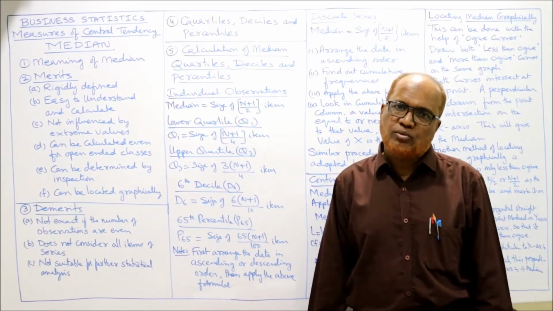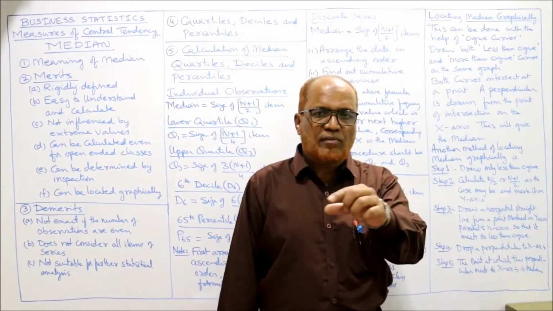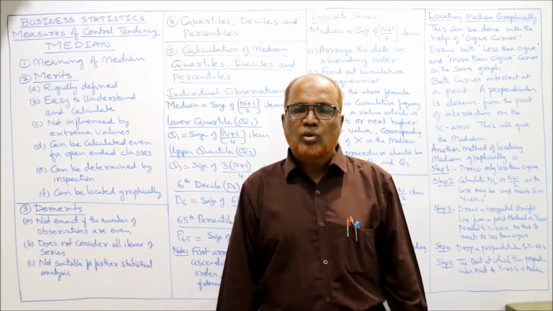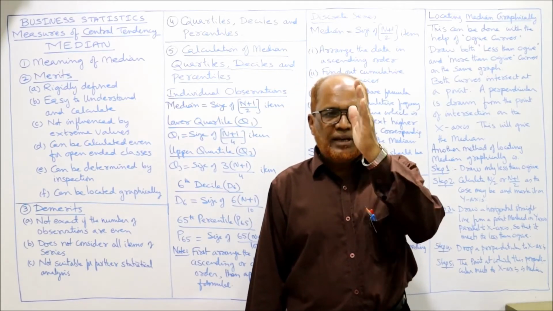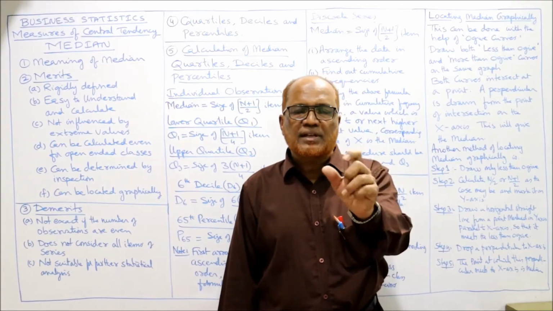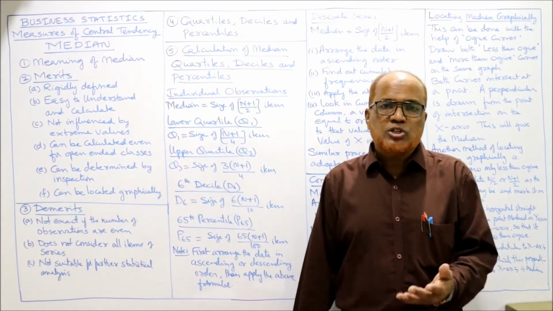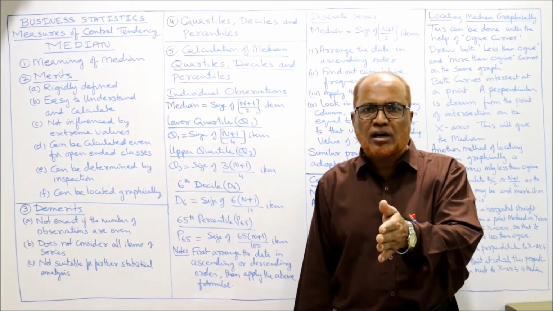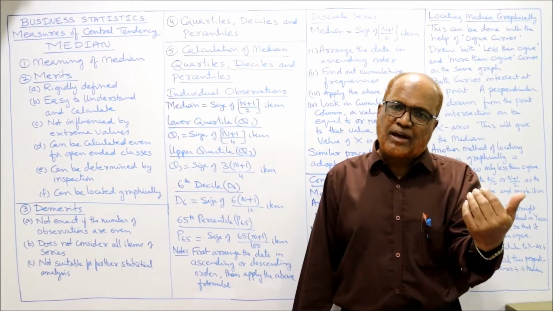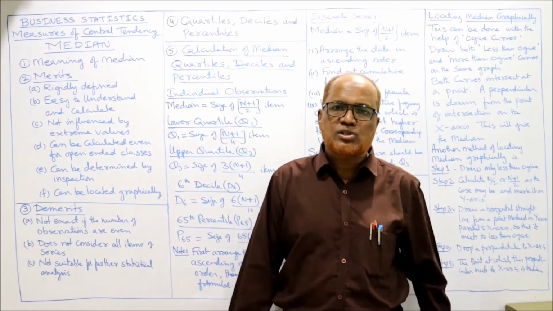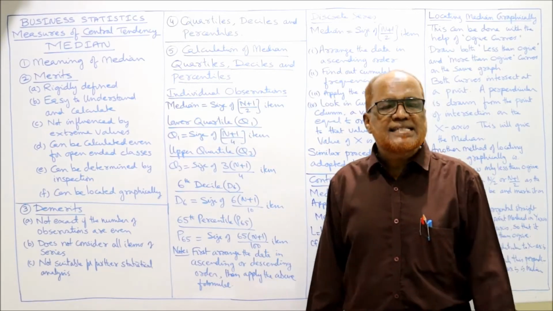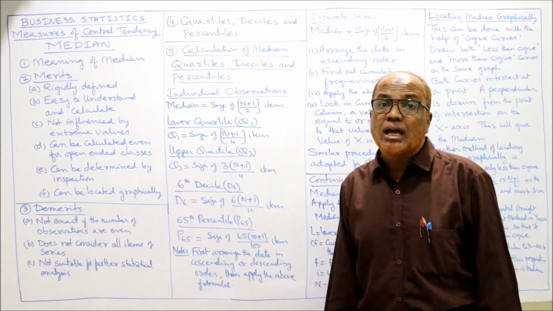We'll get an approximate median. Example: 10 observations are there, an even number. So we want the median which will be in the center. Center means between the 5th and 6th. Now the center will come between the 5th and 6th. So how will it come in between? It could be exactly in the center, or it could be very close to the 5th, or close to the 6th. So we cannot get the exact median if the number of observations is even.